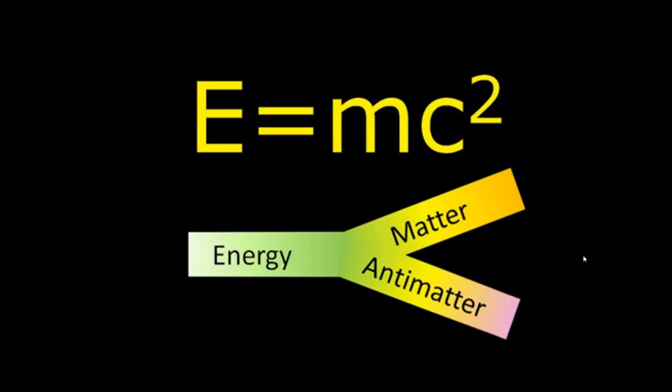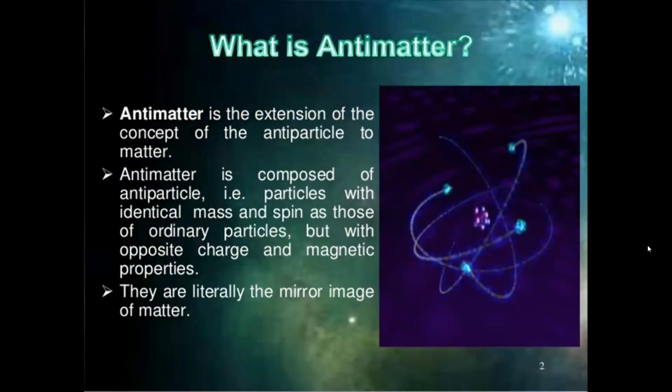So, let's just do a little review here. What is antimatter? Well, antimatter is the extension of the concept of the antiparticle to matter. Antimatter is composed of antiparticles, i.e., particles with identical mass and spin as those of ordinary particles, but with opposite charge and magnetic properties. They are literally the mirror image of matter. Okay, that seems pretty simple on the surface.